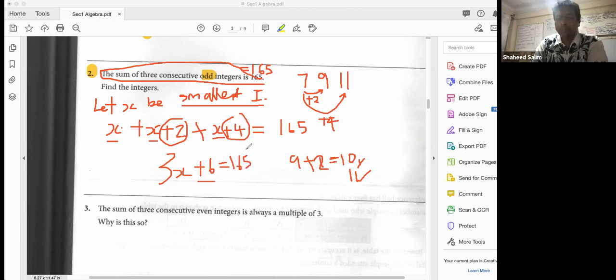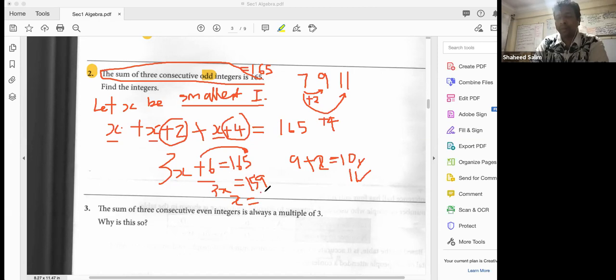And then you bring over the plus 6. Bring over, become minus 6. Plus, bring over, become minus. Then what do you get? 165 minus 6, you get 159. I already minus already, 165 minus 6, I get 159. 3x equals to 159. X equals to 159 divided by 3.